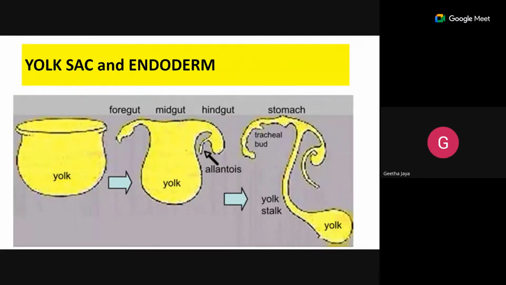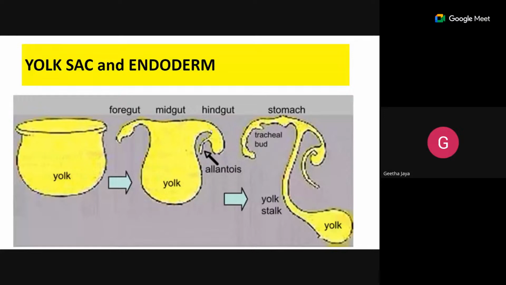When coming to the hindgut, you can see that the allantois, which was inside the connecting stalk, because of the fold has come to the ventral aspect of the hindgut, thus dividing the hindgut into a pre-allantoic part and a post-allantoic part.